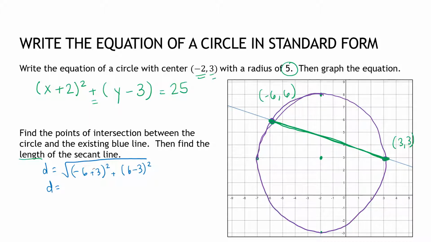Negative 6 minus negative 3 is negative 9 squared, which is 81. 6 minus 3 is 3. 3 squared is 9. So I get the square root of 90, which I would write as 3 radical 10. Or, of course, you can use your calculator to find out what the square root of 90 is as a decimal, and it's about 9.487.